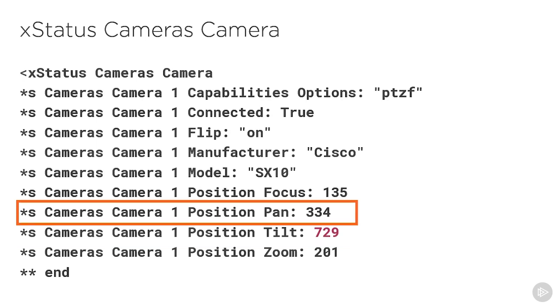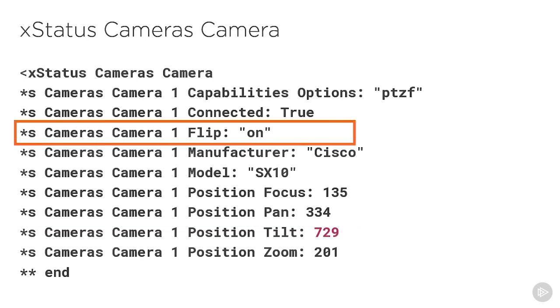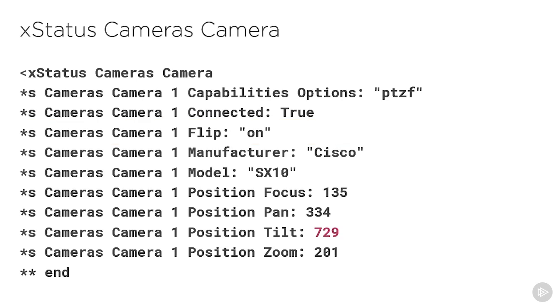The position pan value, that indicates whether the camera is pointed to the left or to the right. If the value is negative, it's pointed to the left. If it's positive, it's pointed to the right. We have a value here of 334. That means this camera is pointing to the right. And then finally, the flip value. This indicates whether the camera can be flipped vertically, not horizontally. You can configure the flip value to have a value of on, auto, or off. If it's set to auto, the image will automatically flip if the camera is positioned upside down.